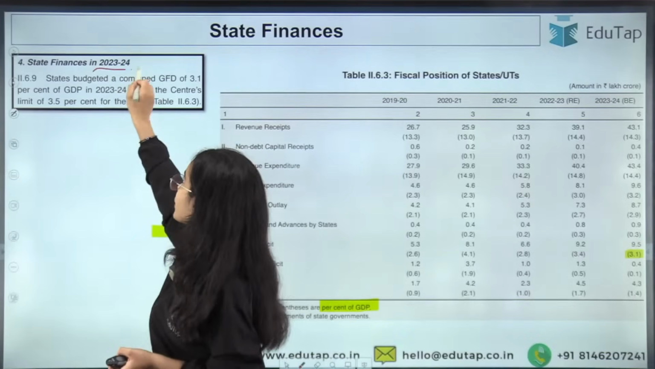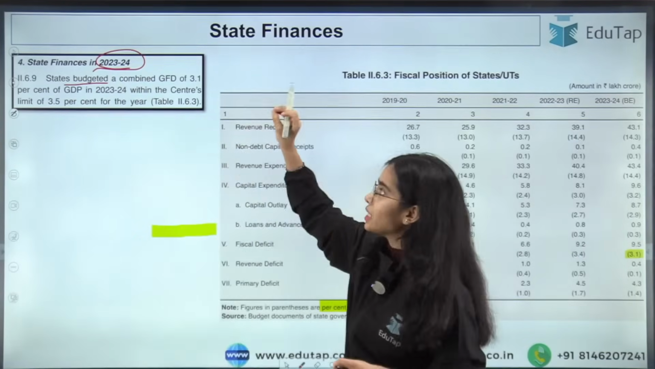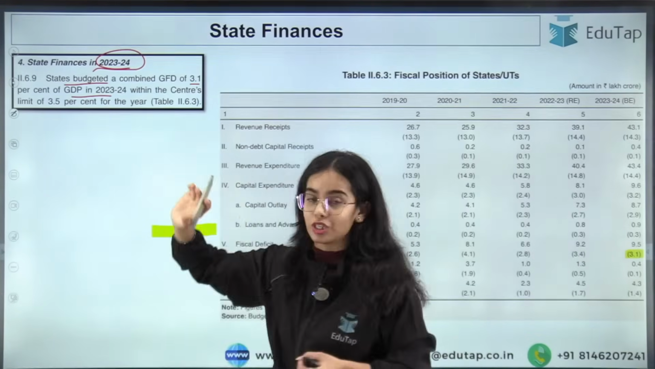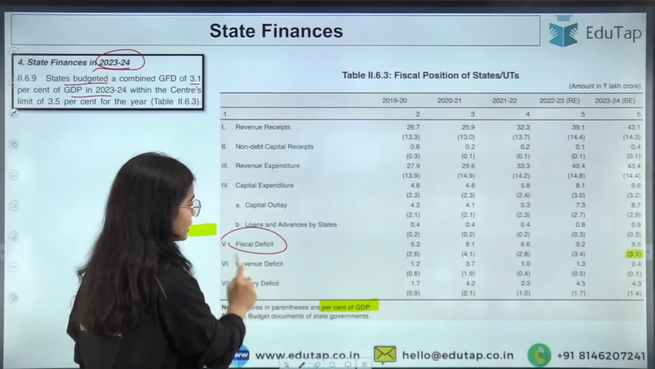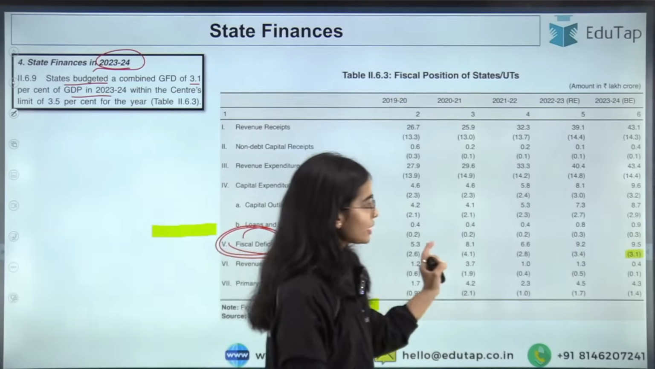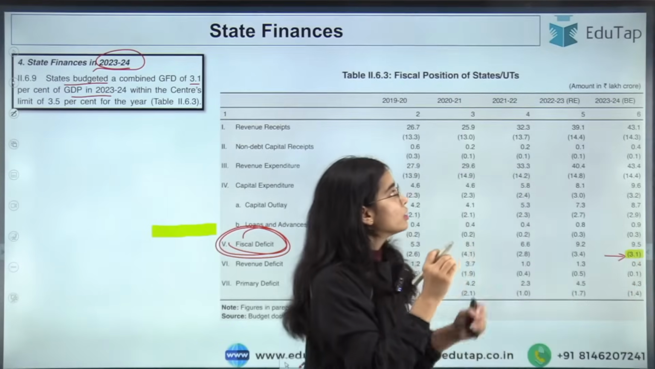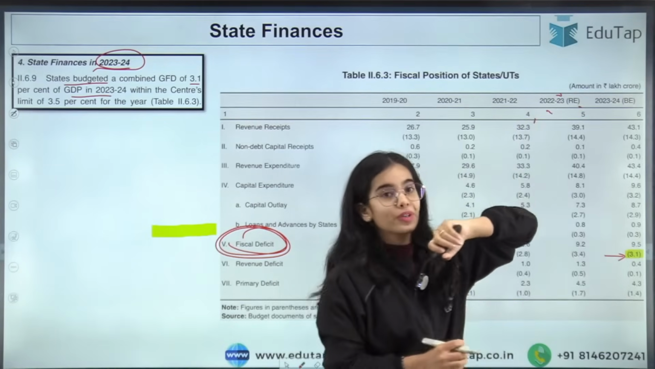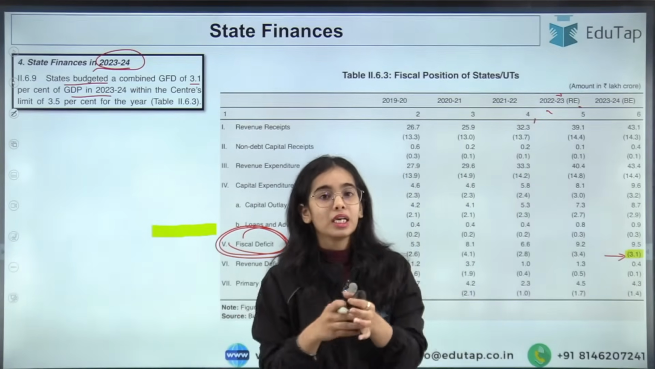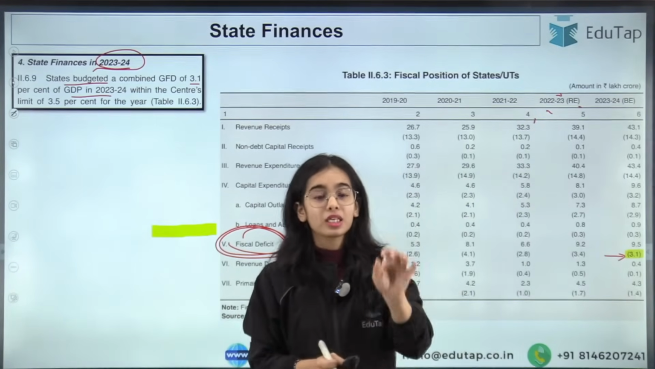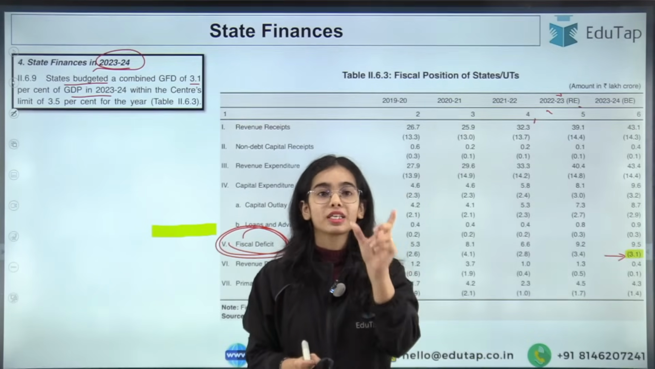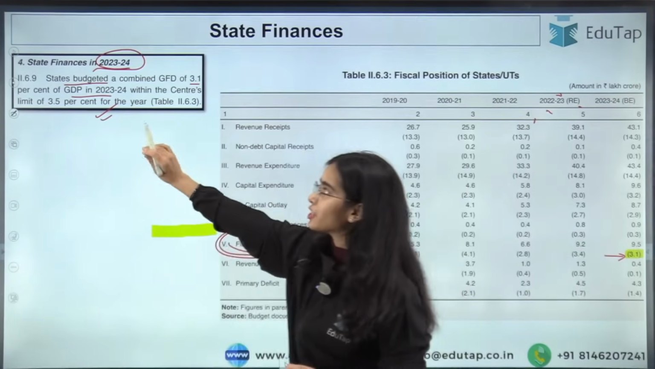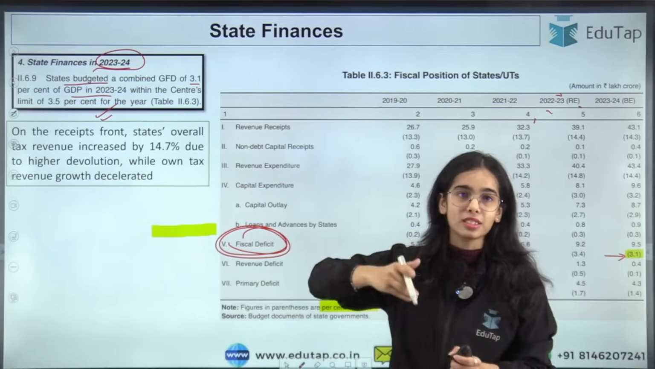So state finances in 2023-24, states budgeted a combined gross fiscal deficit of 3.1% of the GDP. So here the gross fiscal deficit of the states is budgeted at 3.1% of the GDP as per the budget estimates of 2023-24. So for 2023-24, as per the budget estimates of the state governments, the fiscal deficit is budgeted at 3.1% of the GDP, and this is lower than the 3.5% limit that has been set by the center.